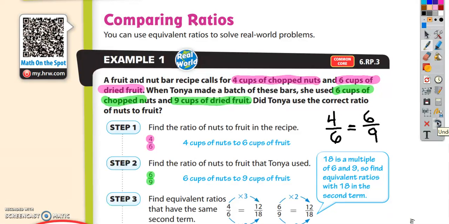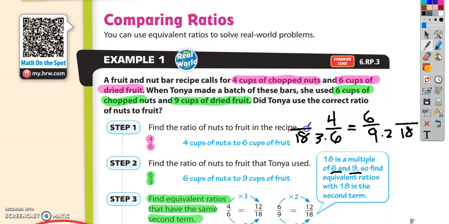So pay attention to what the directions say down at step number 3. It says find equivalent ratios that have the same second term. So what that means is, could you multiply 6 and 9 each by a number to get the same number? And this goes back to what we learned in Module 2, which is about multiples. 18 is a multiple of both 6 and 9. In other words, if I did 6 times 3, I would get 18. And if I did 9 times 2, I would get 18.